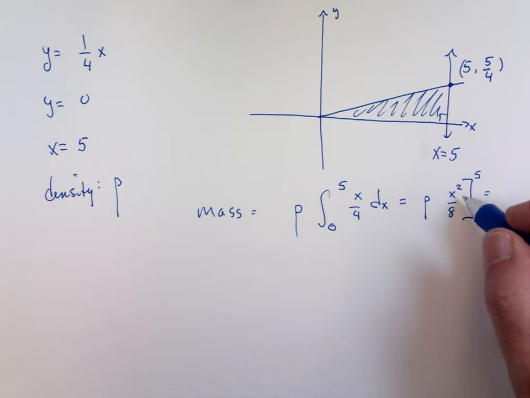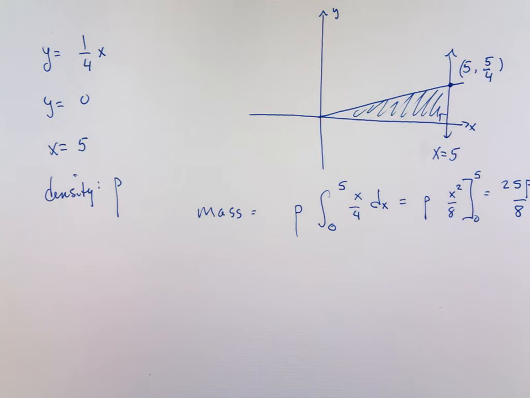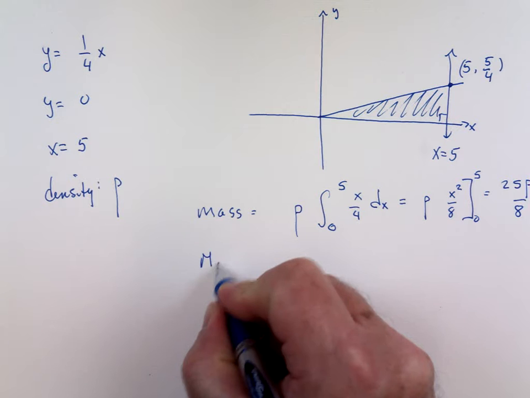So we have 25 rho over 8 would be the mass of this lamina of constant density rho. You have x squared over 8, but then you integrated it again. All right, you have 25 rho over 8. You have that for the mass. All right, let's do the moment from the x-axis.